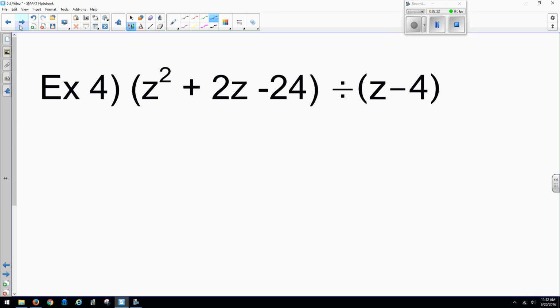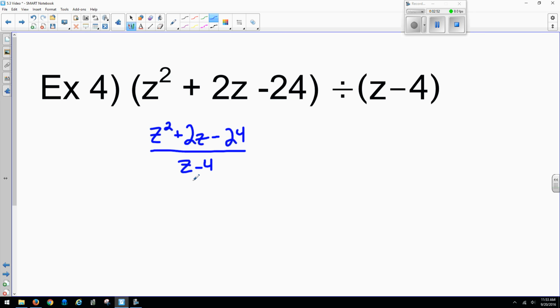It gets a little bit more involved when we're dividing by a binomial. Now there are several different ways to divide by a binomial. I'm going to show you the easiest one, well, what I think is the easiest one. So another way to look at this is z squared plus 2z minus 24 divided by z minus 4. Okay, so this and this are saying the same exact thing. It's just a different way of writing it.